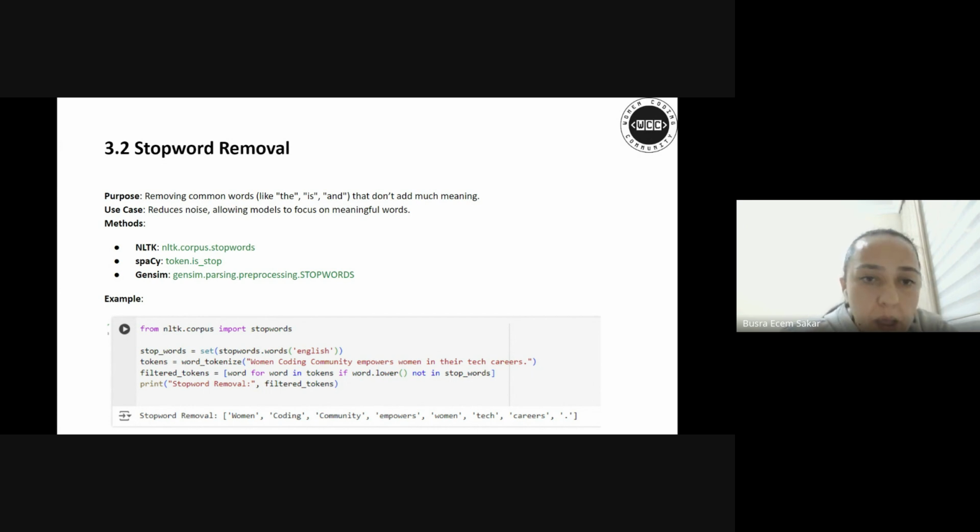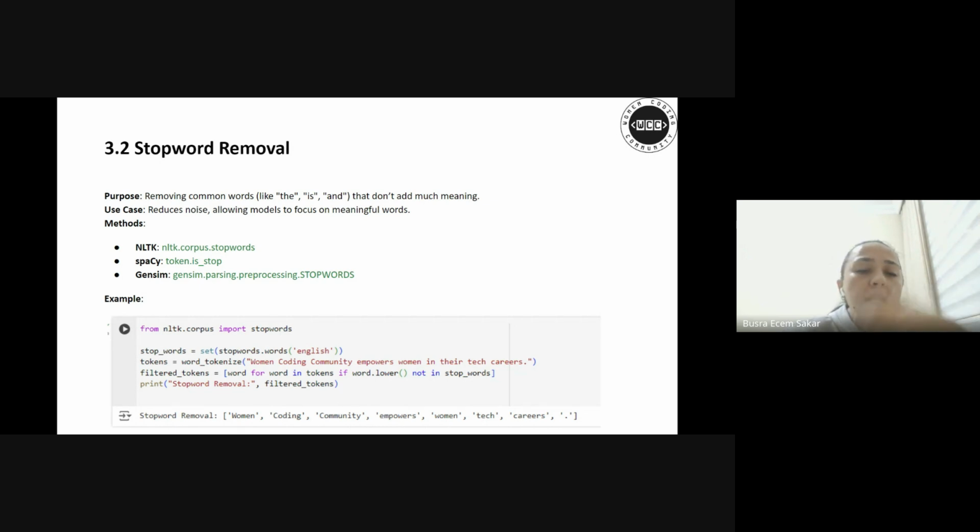When we look at this example, "Women coding community empowers women in their tech careers." After tokenizing the text, we can remove stop words like in and their. You can see in the stop word removal process the unimportant words are removed and the significant ones remain. This technique is crucial in text pre-processing and helps the model concentrate on the most relevant data for the task.